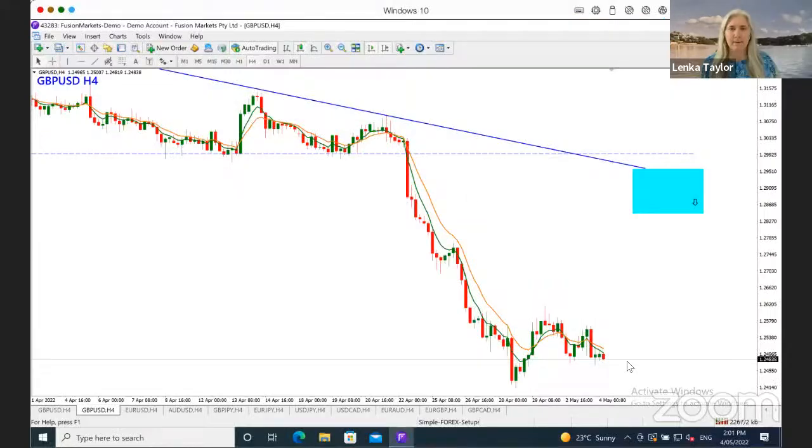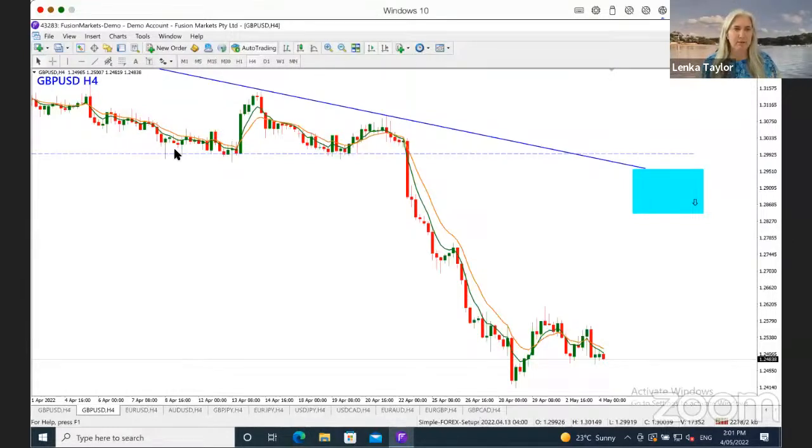So hello, traders, and welcome to today's Simple Forex Setup Show, where I will be going through 10 currency pairs, and I'll be looking at the setup on the 4-hour time frame. So let me share my screen. All right. As always, if you have any questions, please feel free to pop them in the chat box and I'll answer as I go along.